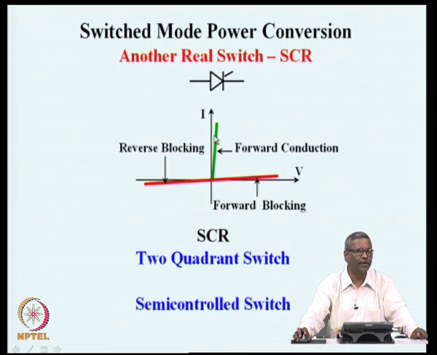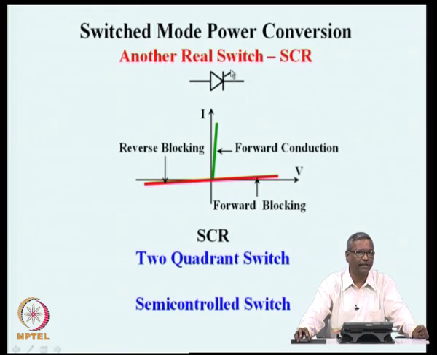So, it is a two quadrant switch, and this is also called a semi controlled switch because the control can be only in one direction. By giving a pulse to the gate, you can turn on a thyristor, but you will not be able to turn it off once it is in the on state. So, it can be turned on, but it cannot be turned off. To turn off a thyristor, it is necessary to make the current through the device go to 0, so that the device will regain its blocking characteristics.